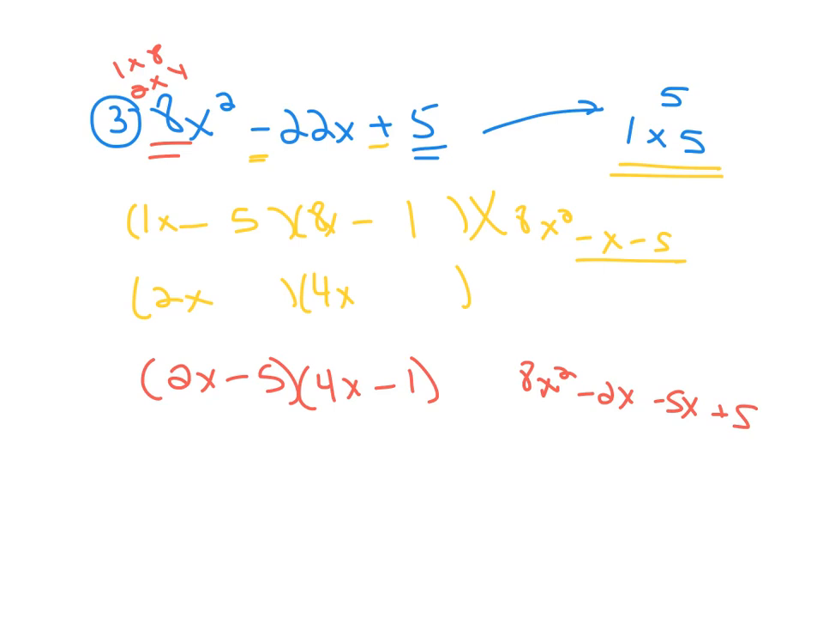Oh, I was wrong. Hold on. 2x minus, that should be a 20x. I apologize.